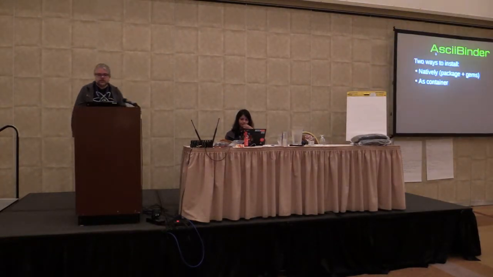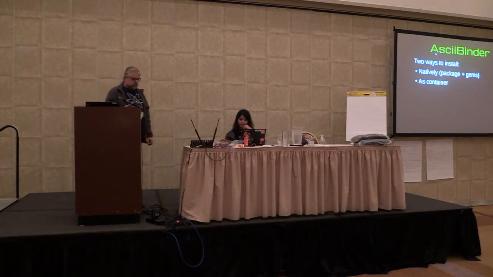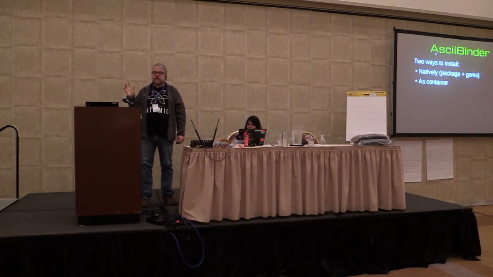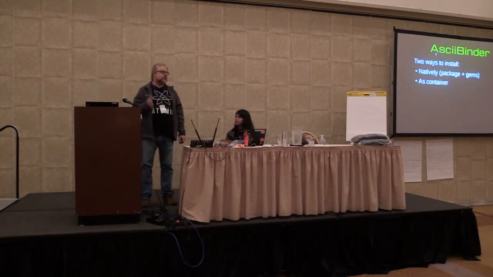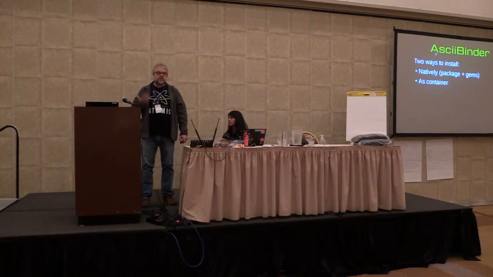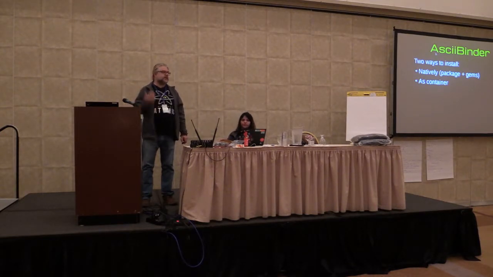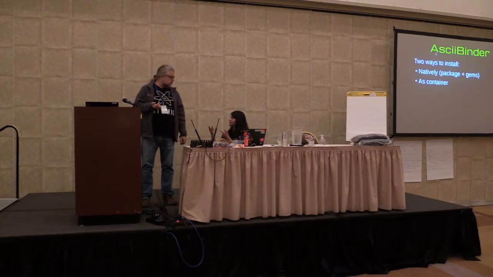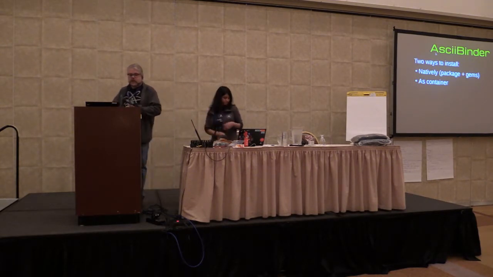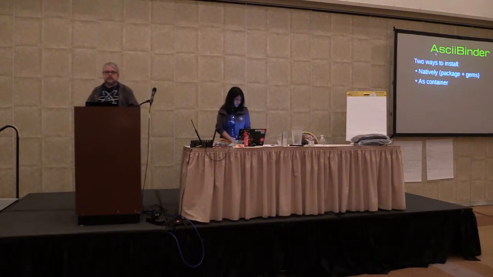Okay. So now, like I said, you can do this workshop and write stuff in your text editor and not actually run it through AsciiBinder to check it out. But in case you do, there's two ways to install AsciiBinder. One is natively. I'll show you in a minute how to do that. Install the package for Asciidoctor, followed by the Ruby gem for AsciiBinder.